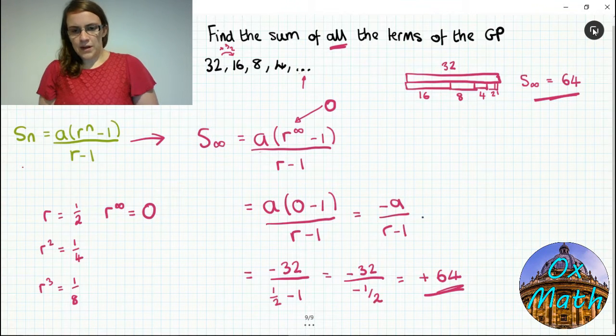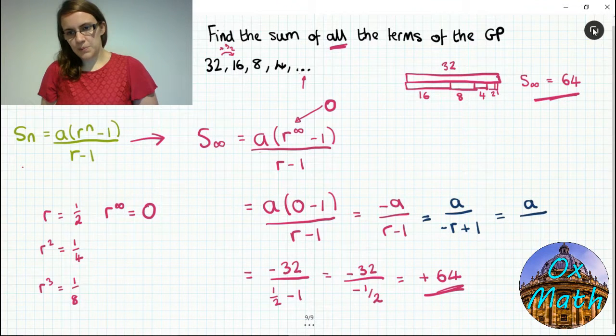Some of you might have realised at this point we could actually rearrange this equation, because r is less than 1. If we multiply everything through on top and bottom by minus 1, minus a times minus 1 is plus a. R times minus 1 is minus r. Minus 1 times minus 1 is plus 1. So we could have actually rearranged at this point to a over 1 minus r.